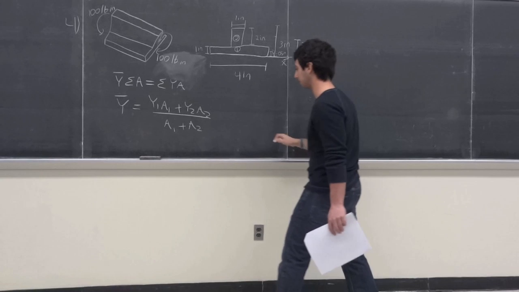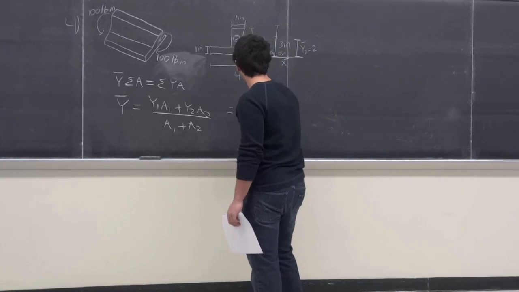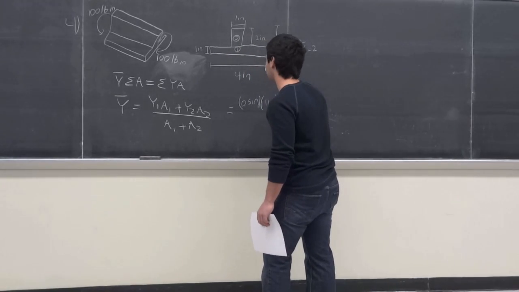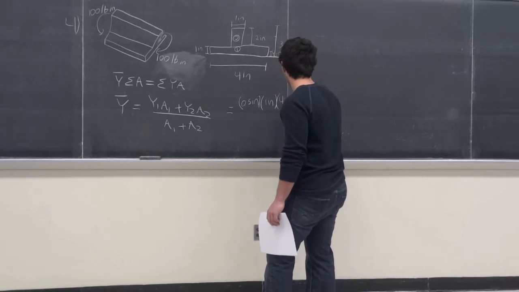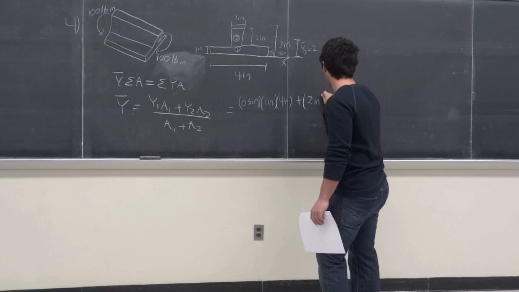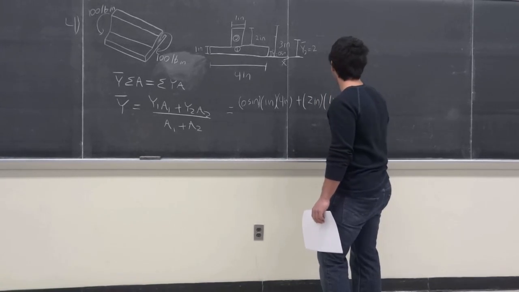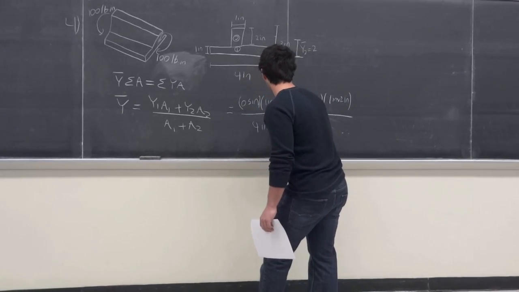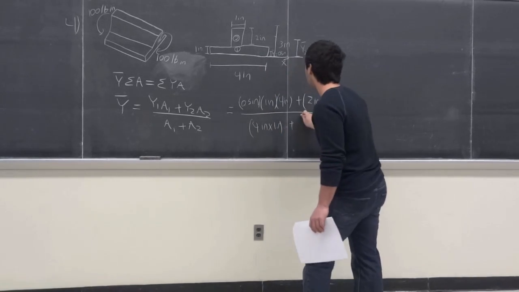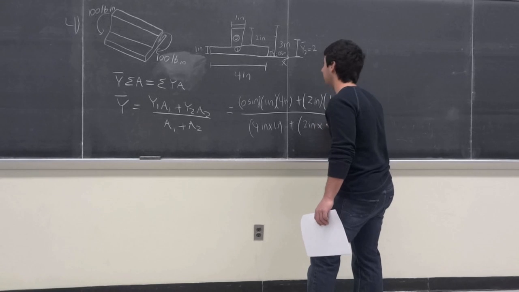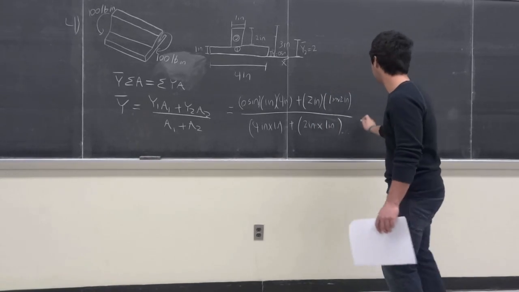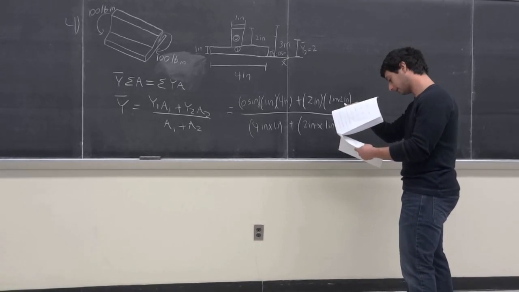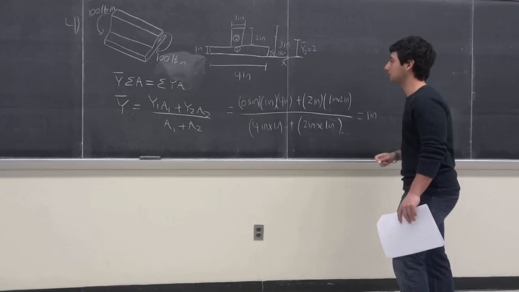So you could just substitute it back into this. This is equal to 0.5 inches multiplied by the area, 1 inch multiplied by 4 inches, plus y bar 2, which is 2 inches, multiplied by 1 inch times 2 inches, all divided by 4 inches times 1 inch plus 2 inches multiplied by 1 inch. So the y bar you get is 1 inch.